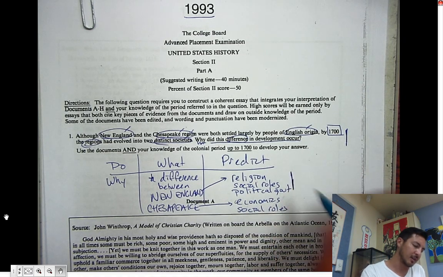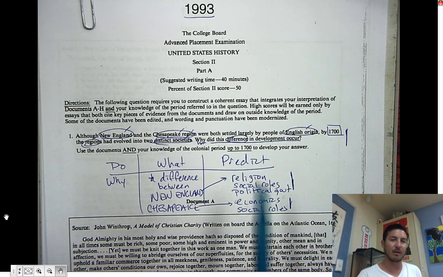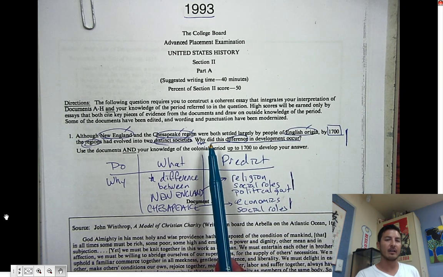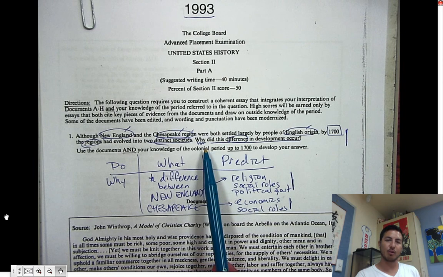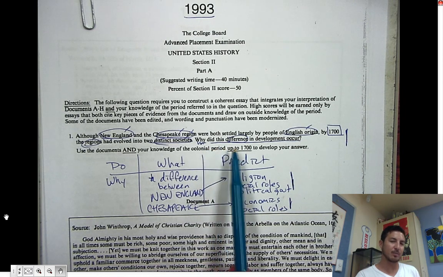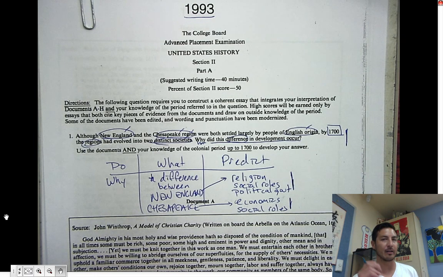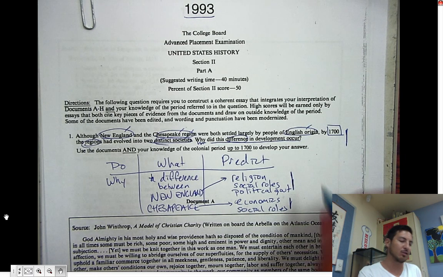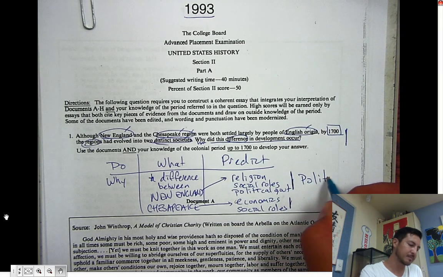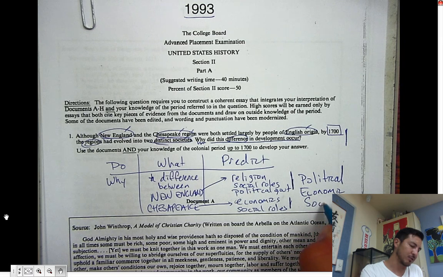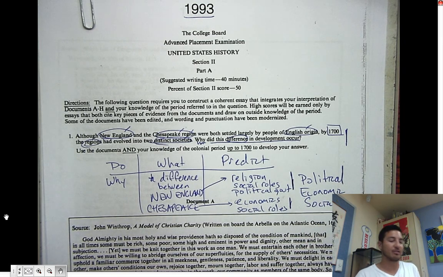And that's what I would say. If you get a very odd and open-ended prompt like this, and it's not really telling you very specifically, I would always go to what I call my bread and butter categories, ways to predict what the answer might be. Those are usually political reasons, economic reasons, and social reasons. So that's the lens I'm going to use for my prediction.